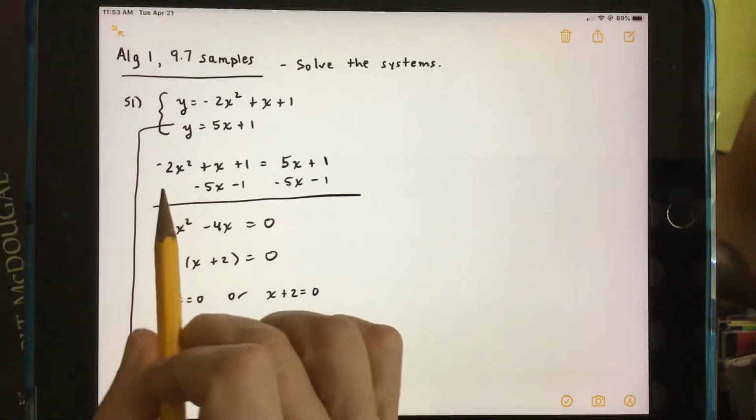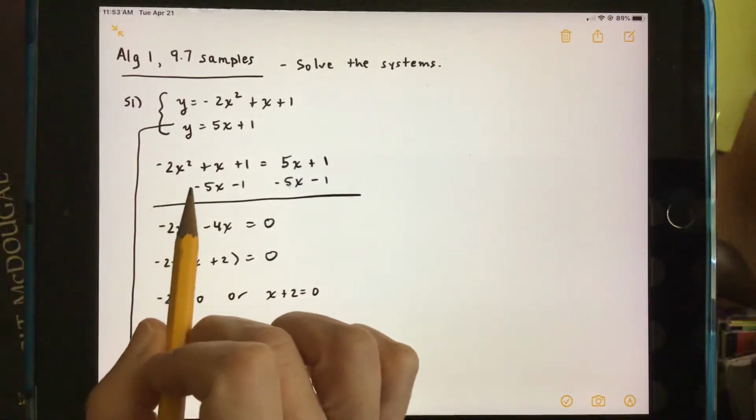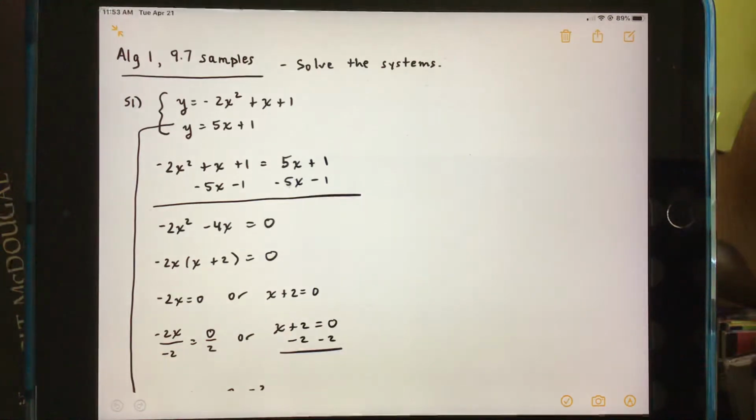So that's what I'm doing. I'm going to rewrite this top equation, and instead of y, I'm writing negative 2x squared plus x plus 1 equals 5x plus 1. And I'm going to then subtract 5x and 1 on both sides. And I'm going to get equal to 0 because I'm going to notice I have a quadratic equation, and I'm going to think that factoring might be a really efficient way to solve this quadratic equation. In fact, that will turn out to be the case.